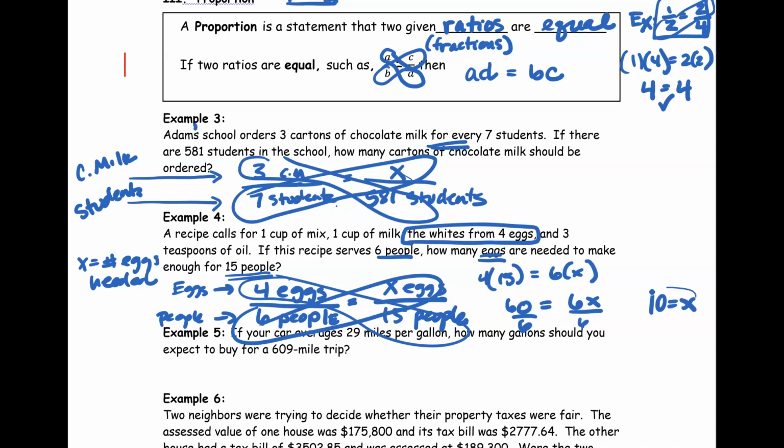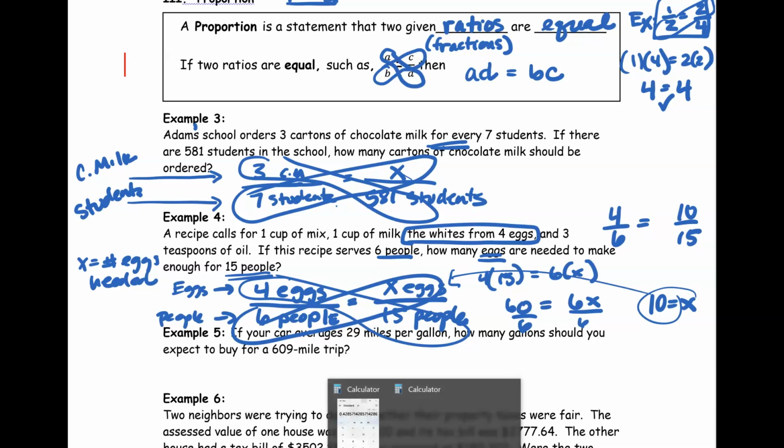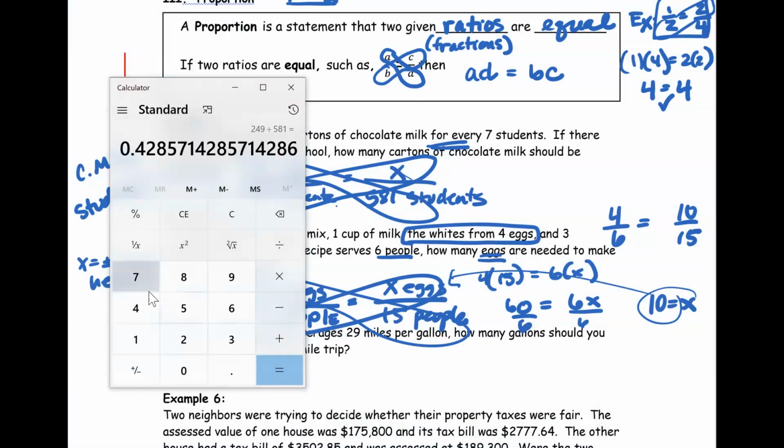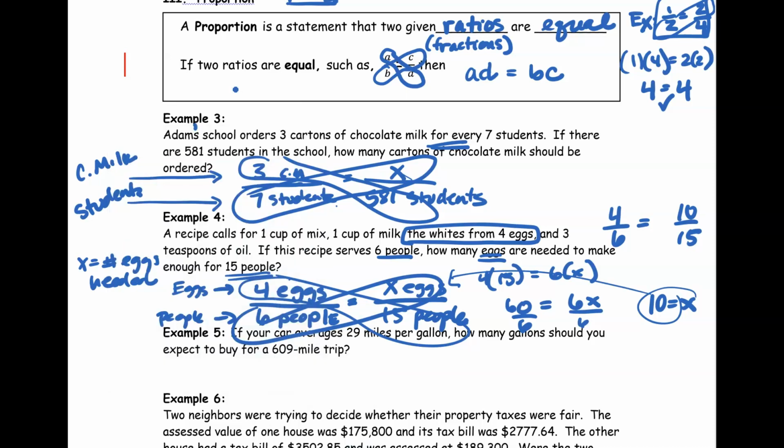And then double check, take that 10 and plug it in. So let's look and see, is 4/6 the same thing as 10 over 15? If you wanted to, you could pull up your calculator again. So 4/6, you get 0.6 repeating, and then 10 over 15, and you get 0.6 repeating. So we know we got the right answer.